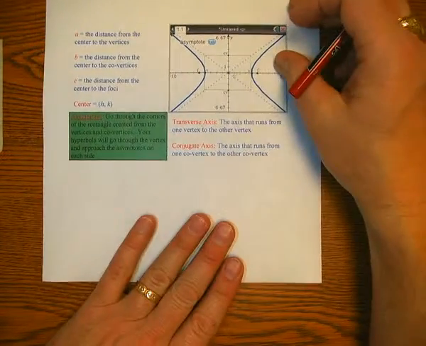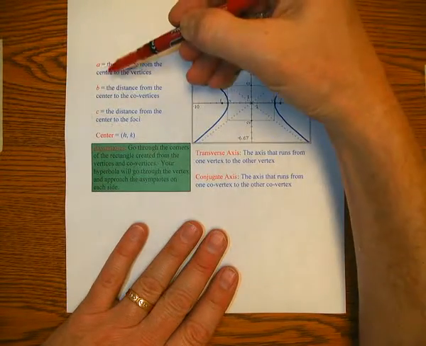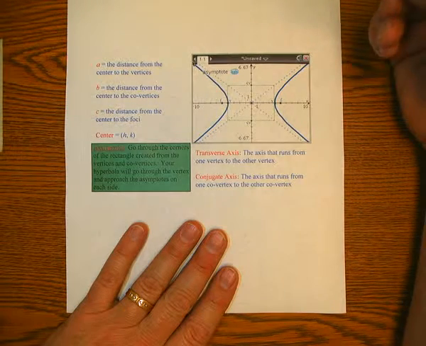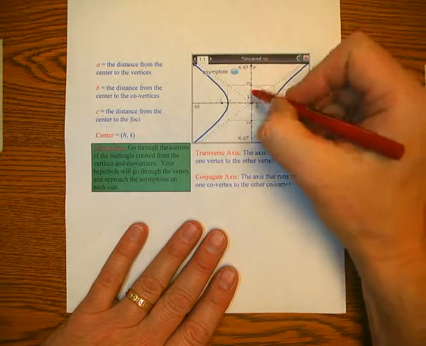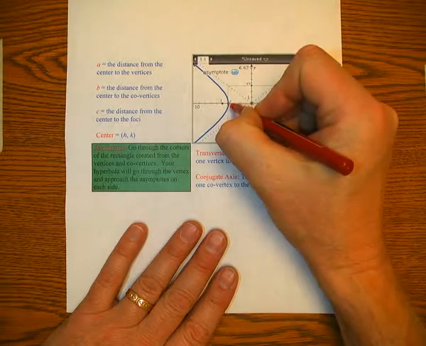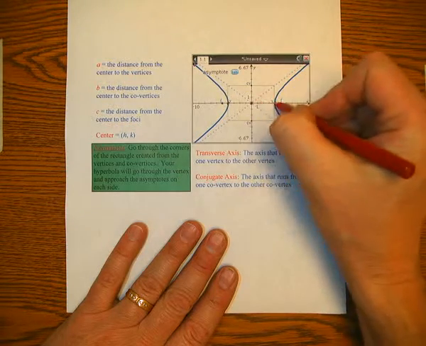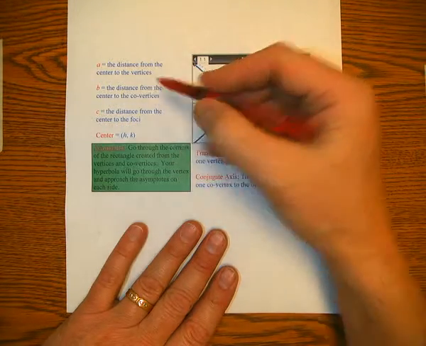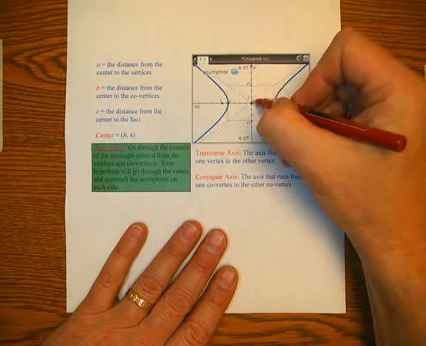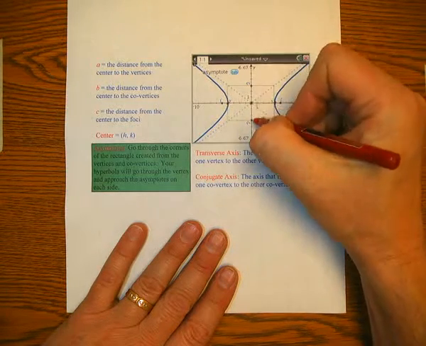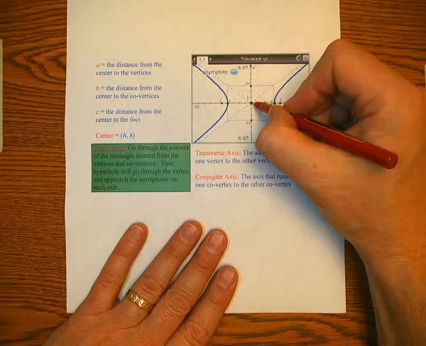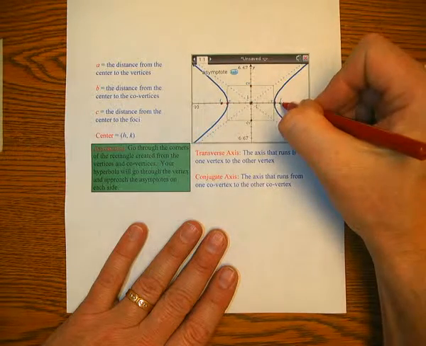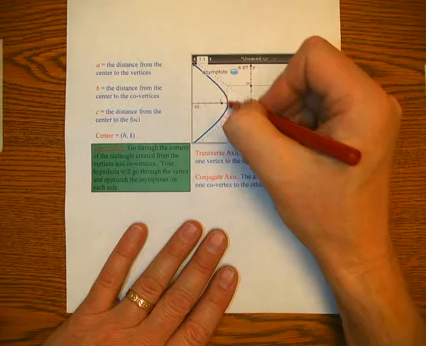So, all right, next, the different parts of our hyperbola. A, B, and C still represent the same things that they did on the ellipse. A is your distance from the center to your vertices, so from here to here. B is the distance from the center to the co-vertices, which are here to here and here to here. And C is the distance from the center to the foci. And the foci are always going to be inside of your hyperbola.